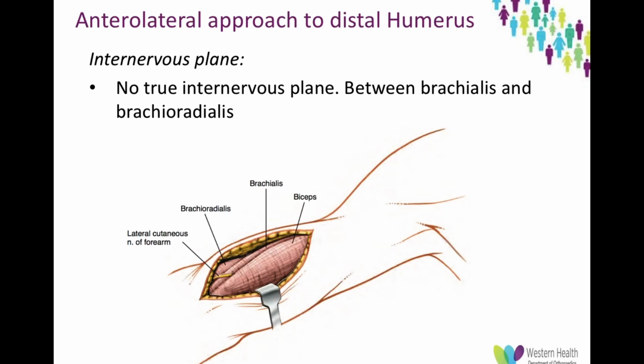Again, there's a bit of a running theme, but there's no true internervous plane. Rather, the plane is between brachialis and brachioradialis, with brachialis supplied by the radial nerve and musculocutaneous nerve, and brachioradialis by the radial nerve.